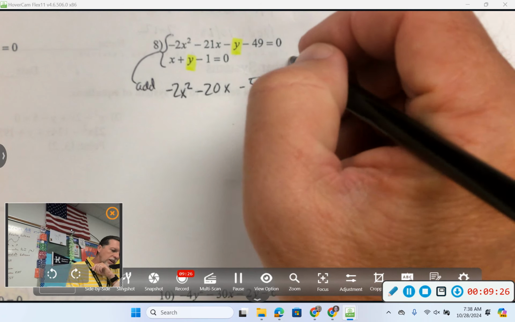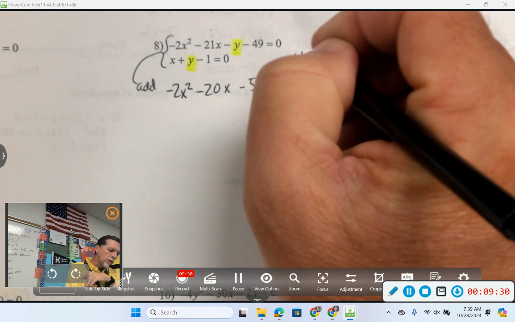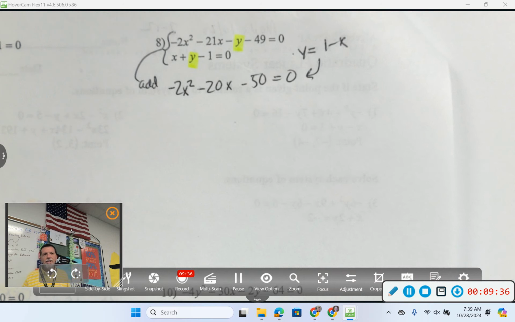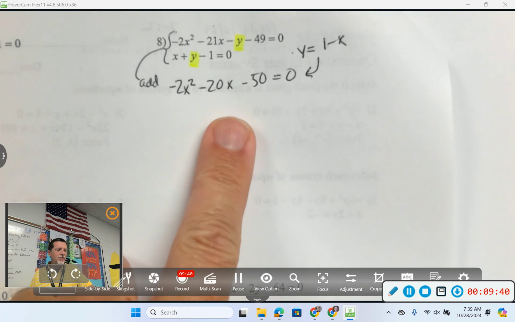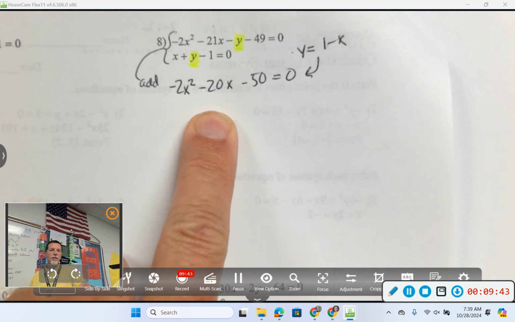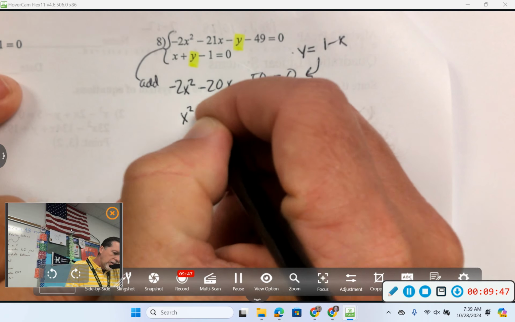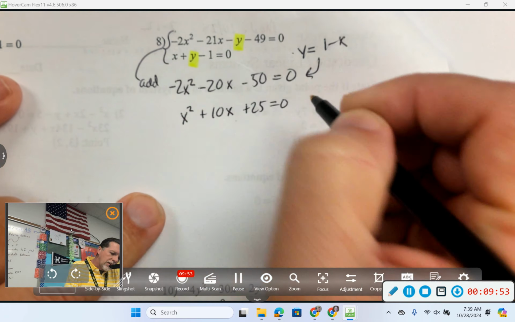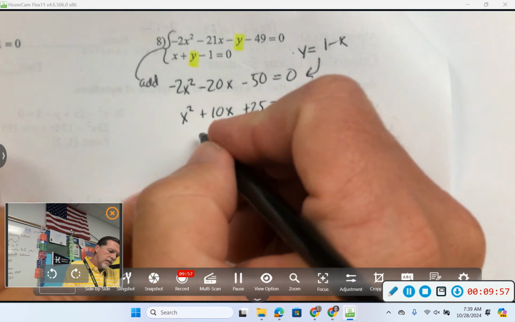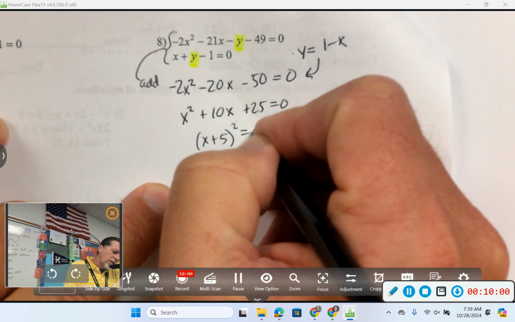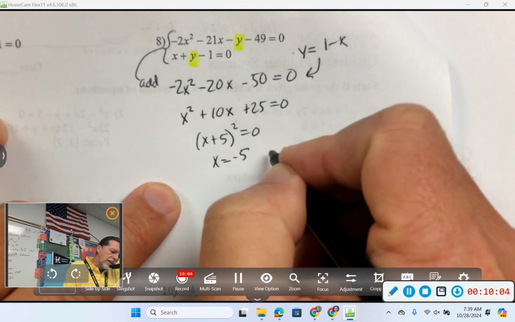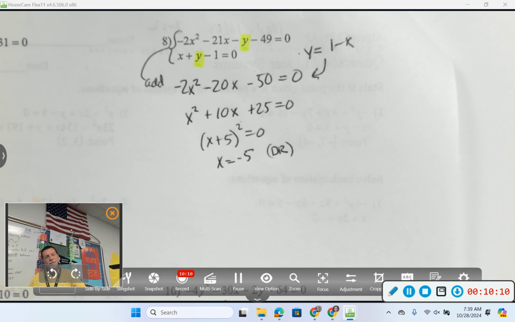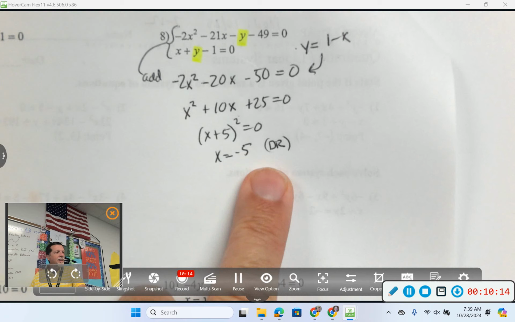Just a little side note. If we had substituted with y equals 1 minus x, we would eventually land at the same spot. I think it's a little easier on the front end, but eventually we land at the same place. I think I would divide by negative 2. x squared plus 10x plus 25 equals 0. So that's a nice one. (x plus 5) squared equals 0. x equals negative 5. That's a double root. I don't know that matters for this particular problem, but it's a good thing to start recognizing when that happens, because that does have meaning in some places.